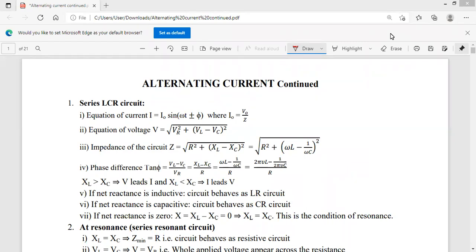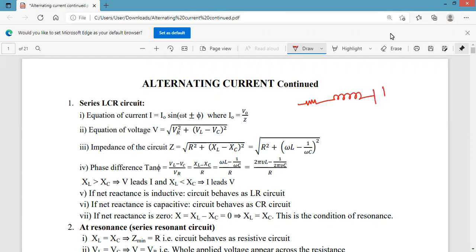The first one, series LCR circuit. The series LCR circuit consists of a resistor, inductor, and capacitor in series connected across the AC voltage.